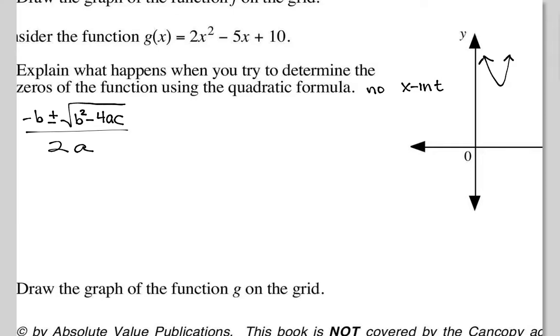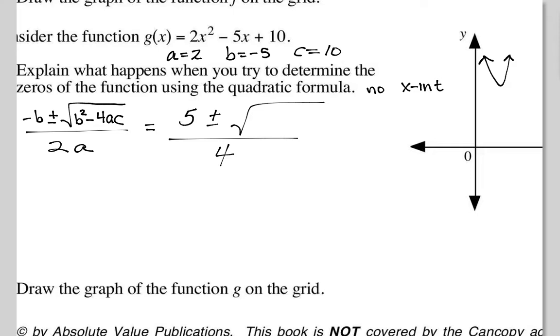How you doing, sir? Okay. So let's take a look. What's a? B is, and c is, okay. So throw in what we know. We got a negative b, so we're going to come out with a positive 5. You guys are okay with that, right? Now that thing on the inside I'm going to leave for now. And then I got, what's on the bottom? 2 times a, so we got 2 times 2 is 4.